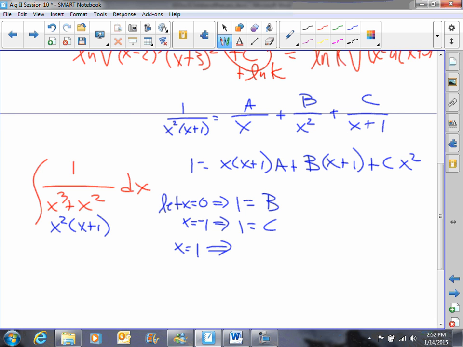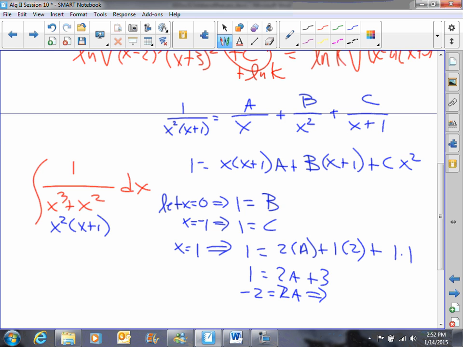And what we're going to do now is plug in 1 for b and 1 for c, and that gives us the equation 1 is equal to 1 times 2 times a, which is a, plus 1 times 2 plus 1 times 1 squared. Okay, and this gives us 1 is equal to 2a plus 3.